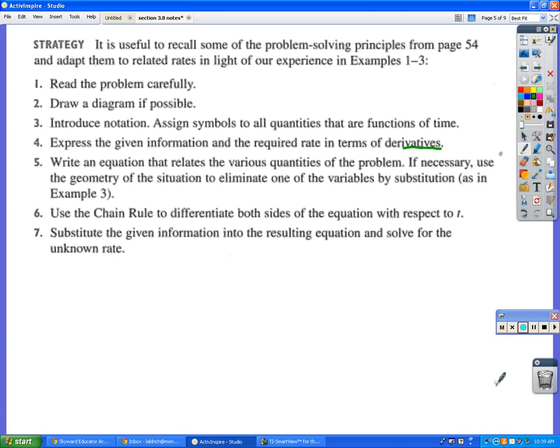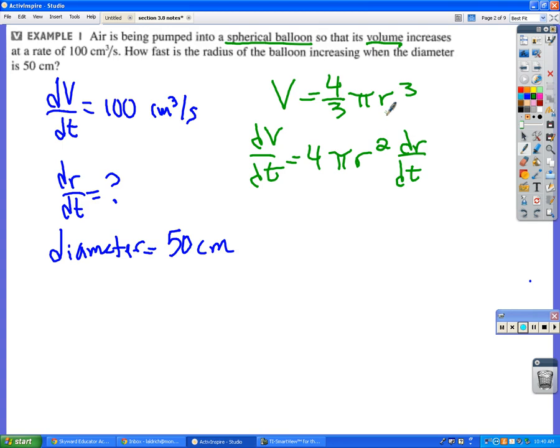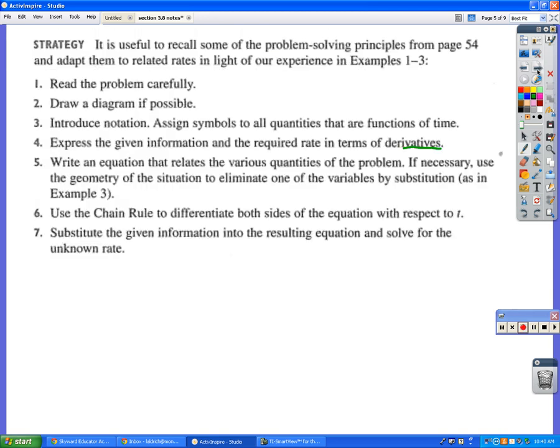Write an equation that relates the various quantities of the problem. So that's something that you're going to have to come up with. This is when things get really fun. If necessary, use the geometry of the situation to eliminate one of the variables by substitution. So at some point we're going to come up with an equation, and this volume equation for a sphere is really nice because it's only based on the radius. But there are other equations like the Pythagorean theorem that have two variables in them, right? So you're going to have to figure out the relationship between those two variables before you do the math there. Use the chain rule to differentiate both sides of the equation with respect to t, and then substitute the given information into the resulting equation and solve for the unknown rates. So those last four steps, that's the stuff that we're going to be going through together.